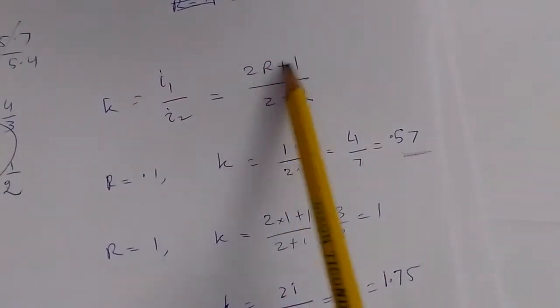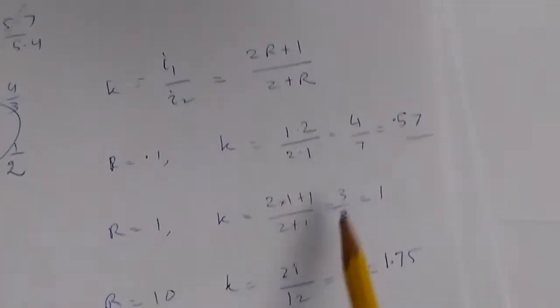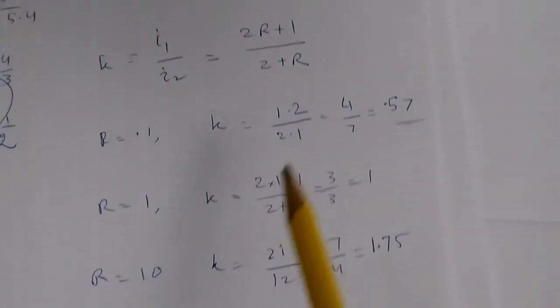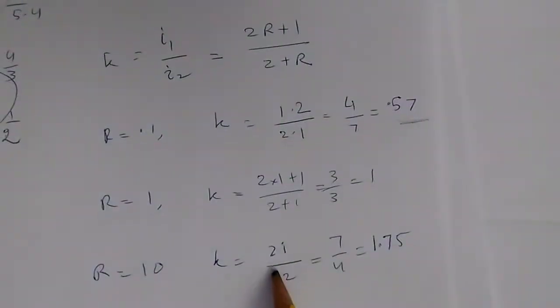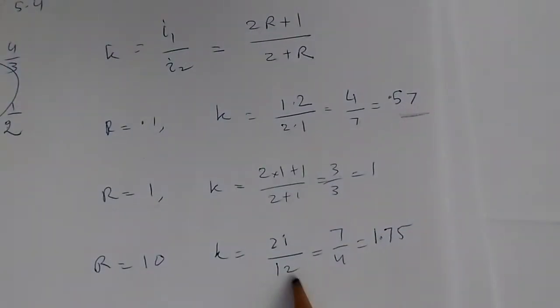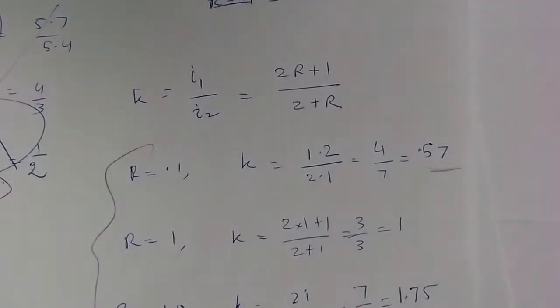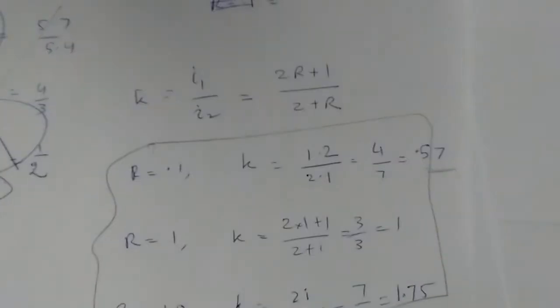When R equal to 1, it becomes 2 into 1 plus 1, which is 3, and here 2 plus 1, which is 3, so it will become 1. When R equal to 10, this becomes 20 plus 1, 21, divided by 2 plus 10, 12, which is 1.75. So these are the three ratios of the currents under different conditions.